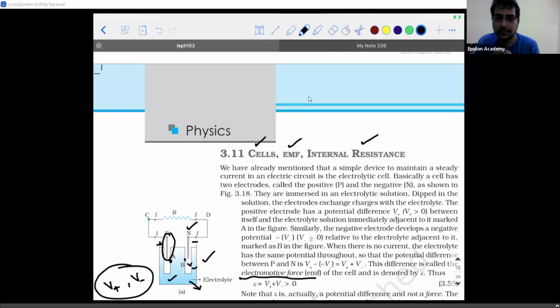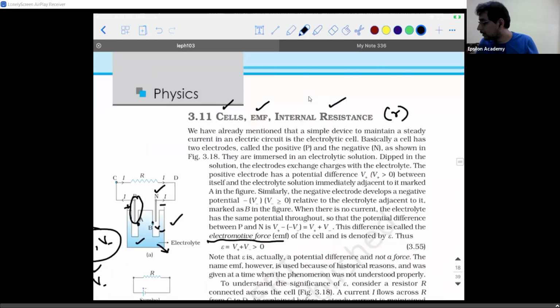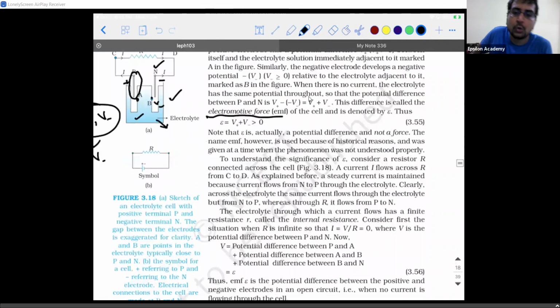When this is happening, there will be some internal resistance. There will be some opposition offered by the electrolyte to the flow of these ions, and that property exhibited by the electrolyte is what we call the internal resistance of that particular cell, represented by the symbol small r. Guys, am I clear with this? So that's what we call small r. A cell basically has two important parameters associated with it: one is the EMF and the second is the internal resistance.